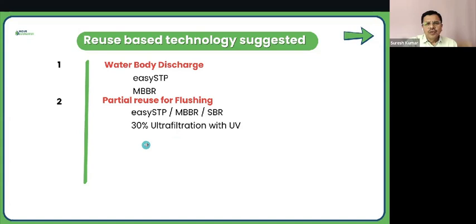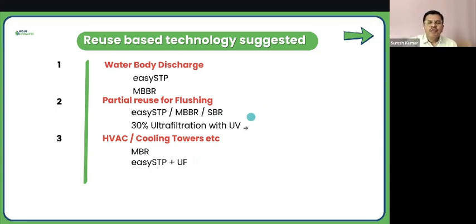Alright. Now, what if I want to reuse more water? There will be situations where you would like to reuse more water. If you are an industry where you have a lot of cooling tower requirement, you are a hotel, hospital where there is a lot of cooling tower HVAC requirement, you have a boiler where you want to feed the STP treated water. In such cases, MBR, membrane bioreactor, might be an ideal process, or easySTP followed by ultrafiltration. Alright.